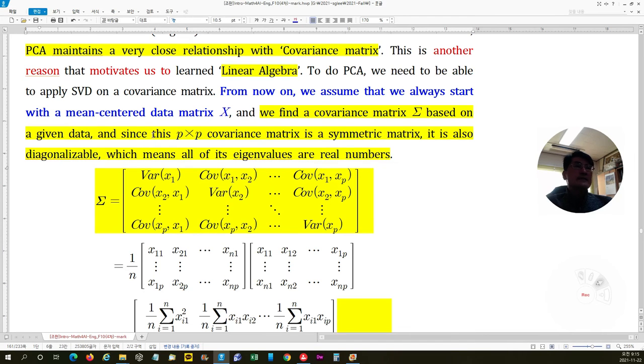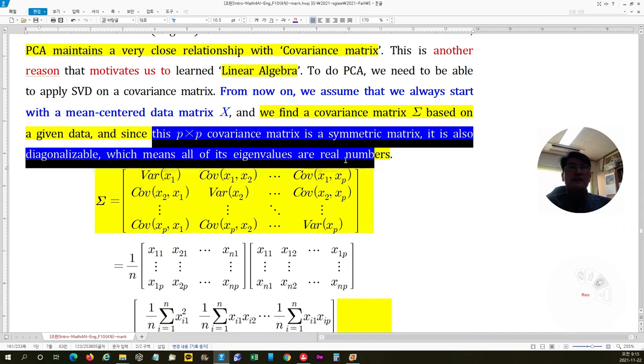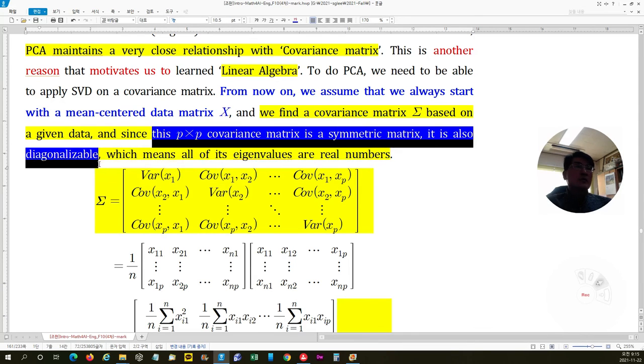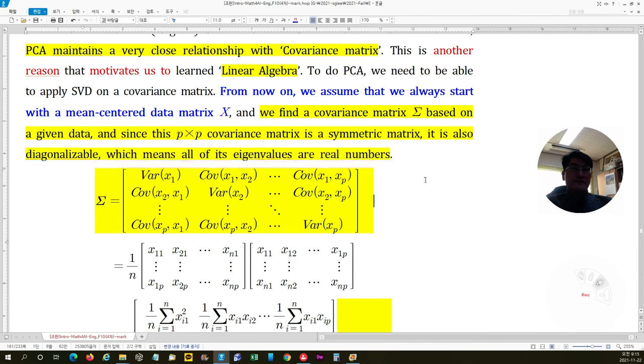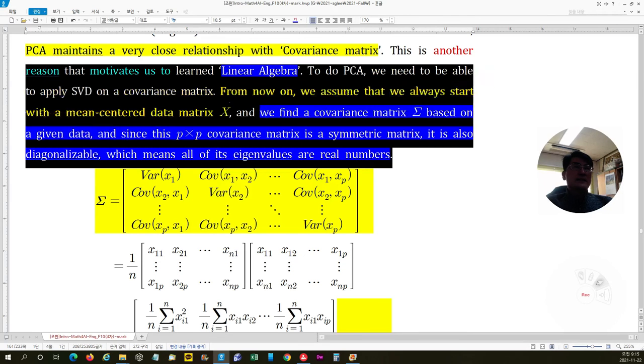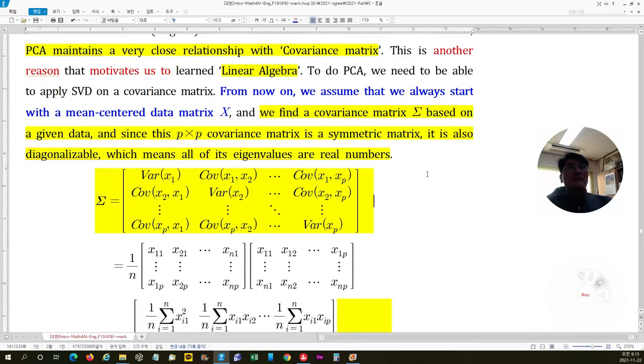And since this P by P covariance matrix is a symmetric matrix, it is also diagonalizable, which means all of its eigenvalues are real numbers. These are the things that we learn from linear algebra. And now we will use a singular value decomposition on the covariance matrix.